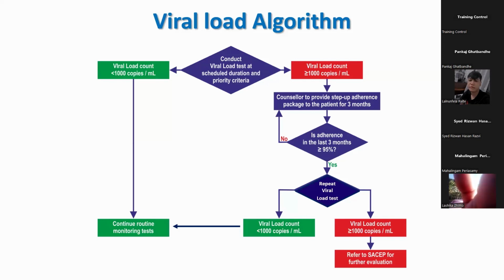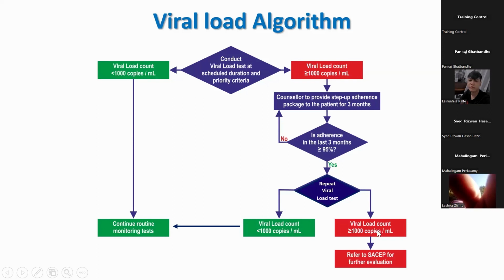If the client is not having 95% adherence, once again go for repeat adherence counseling. Till the client has an adherence of 95%, you are not going to do the viral load testing. Only when there are 3 consecutive months, every month with more than 95% adherence, do you repeat the viral load test. At that point, if the viral load is less than 1000 copies per ml, then you can patch up with the next routine viral load testing after the 9th month.